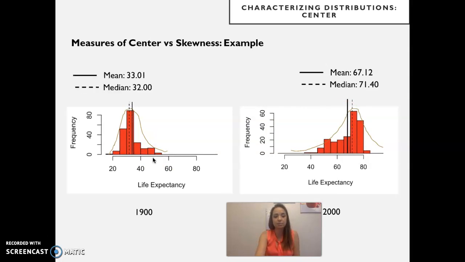Here's the mean, and here's the median. They're much closer together than this one. So that confirms that this is a less skewed distribution than this one.